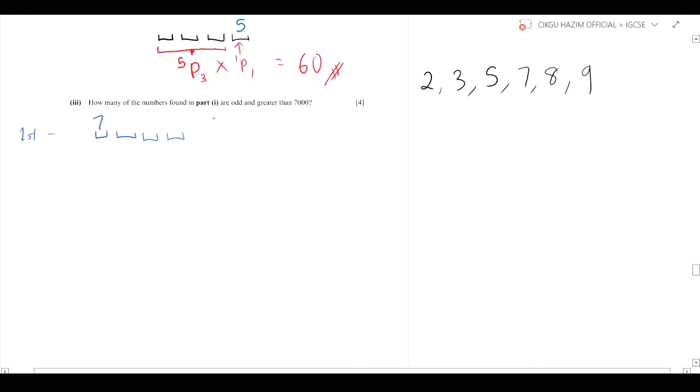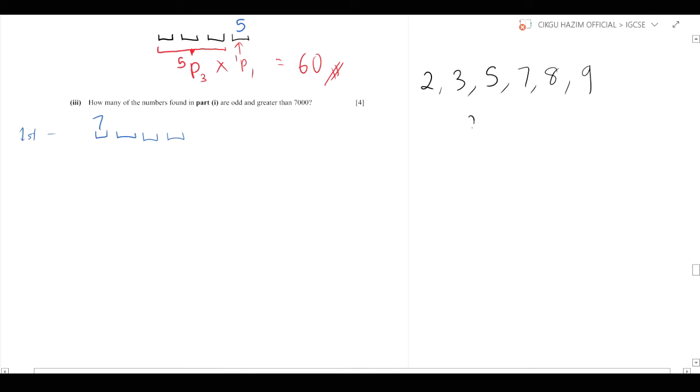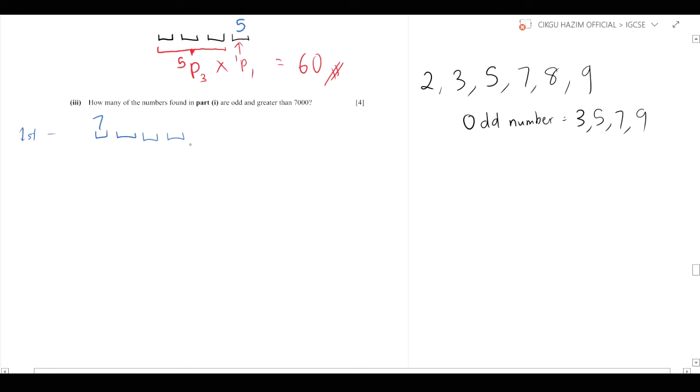And then the last number is odd. What are the odd numbers on the right side here? The odd numbers are either 3, 5, 7, and 9. Once you already pick 7 in front, then behind here it can be either 3. Okay, first of all, we list down 3 first. This is the first situation.